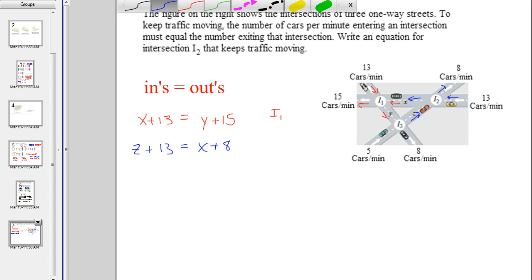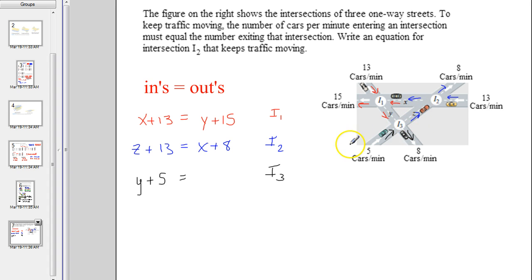Alright, and then we'll move to the third one down here, I3. Alright, so the ins, the arrows pointing into that intersection, are 5 and y. So y plus 5 are the ins. And then what's coming out of that intersection is this 8 right here, and then the z. So z plus 8. Alright, so there is our system.